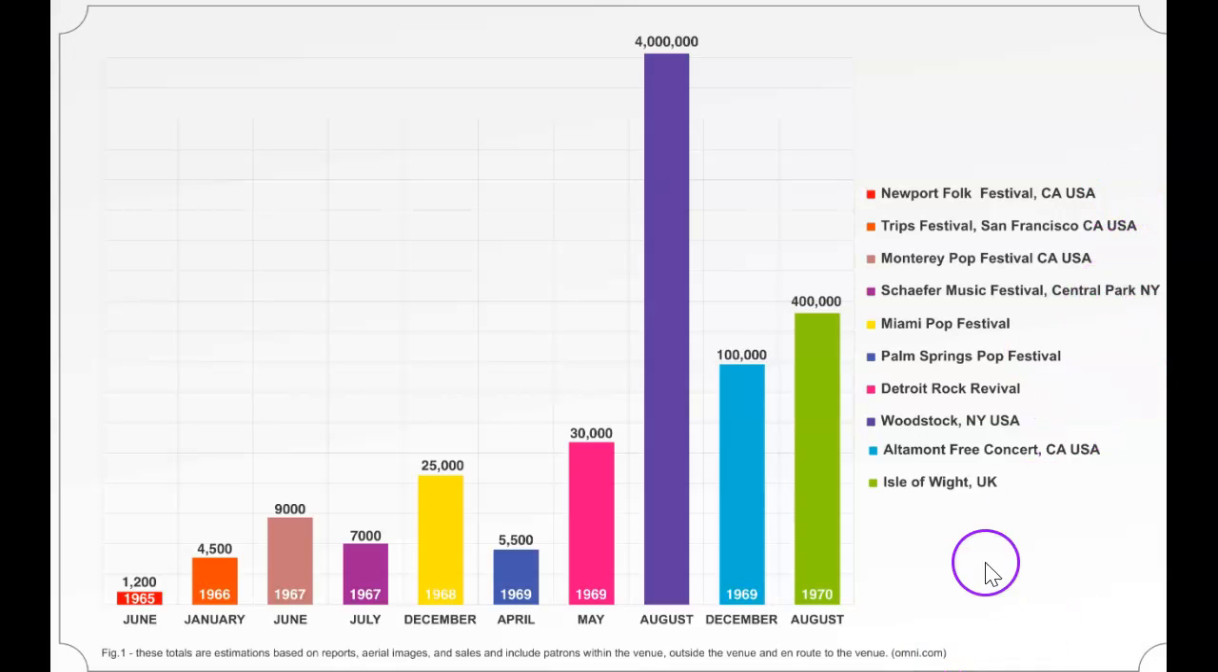So I just included 10 of the top festivals, and I included Newport, Trips, Monterey Pop, Schaefer, Miami Pop, Palm Springs Pop, Detroit Rock Festival, Rock Revival, Woodstock, Altamont Free Concert, which was just 3 months after Woodstock, and the Isle of Wight, which sometimes brags that it had a larger crowd than Woodstock.